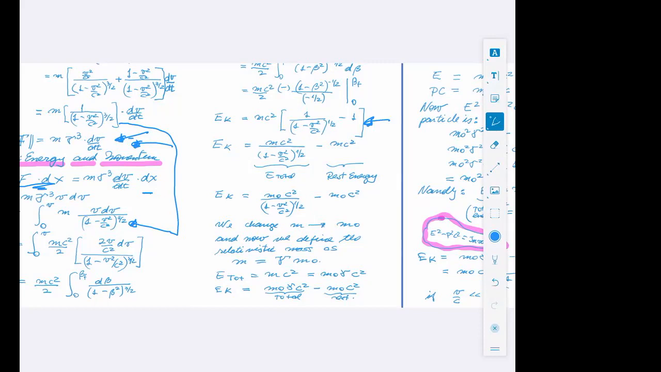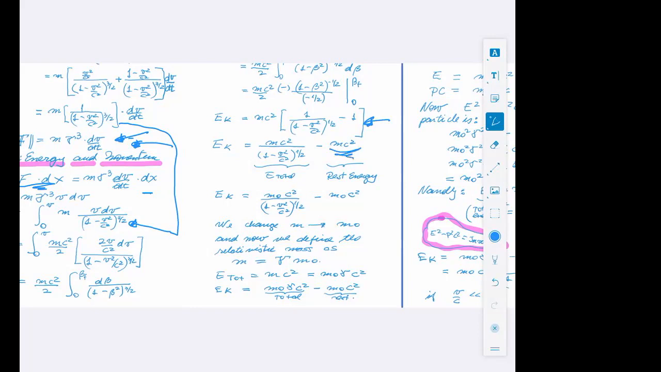So you can rewrite it as I have it in the bottom, and essentially you can rethink the whole thing and say, look, the kinetic energy can be thought of as the difference between the total energy of the particle minus the rest energy. What is the rest energy? This term here can be reinterpreted as a rest energy.